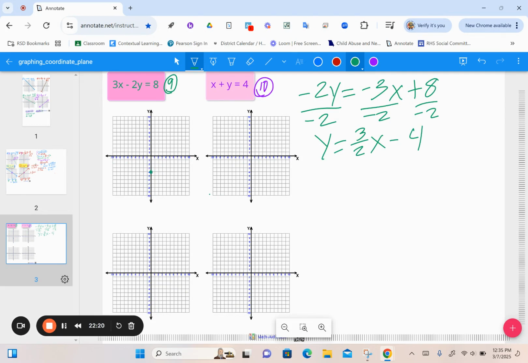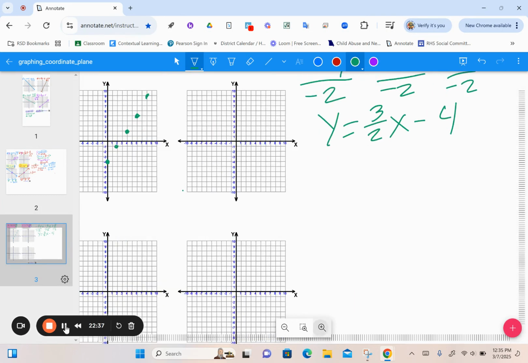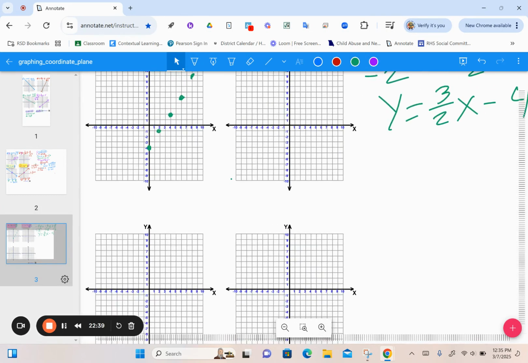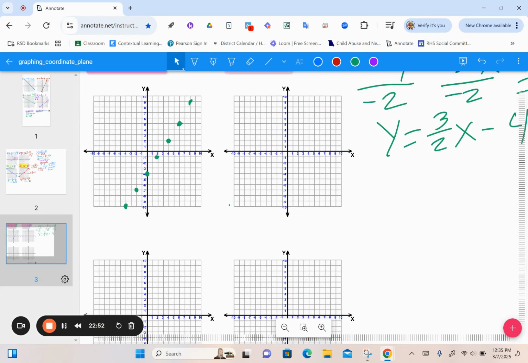So go down to negative 4. Up 3, right 2. Up 3, right 2. Kind of hard to see. Man, it was getting old. Down 3, left 2. Down 3, left 2. Now we can draw on our line.